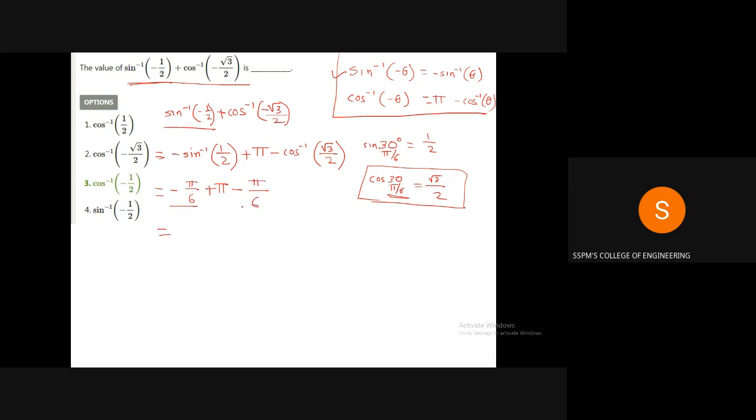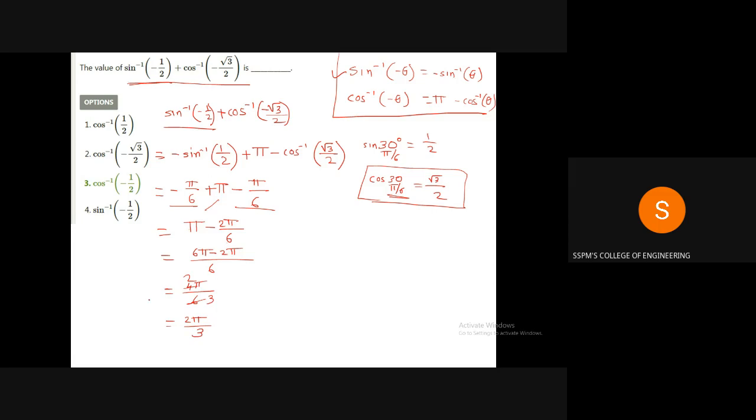So minus pi by 6 minus pi by 6 will be minus 2 pi by 6, and then we have pi minus 2 pi divided by 6. So we get 6 pi minus 2 pi divided by 6, which is equal to 4 pi divided by 6. Two 2s are 4 and two 3s are 6, so the answer is 2 pi by 3.